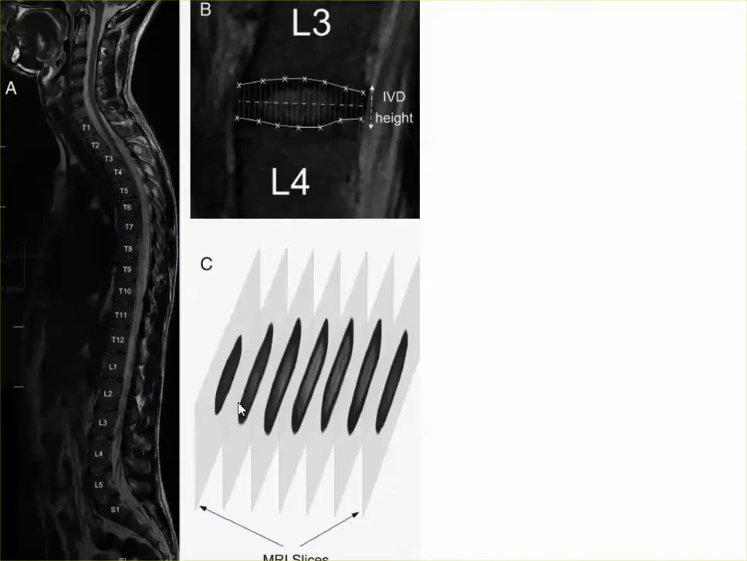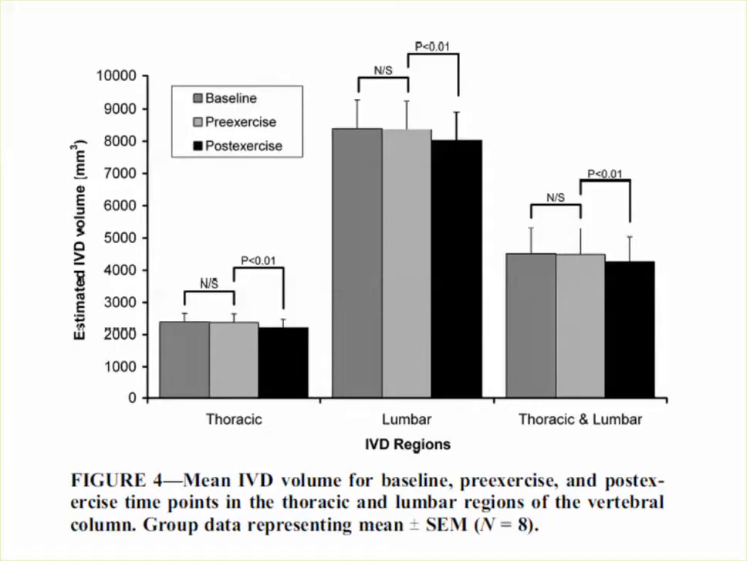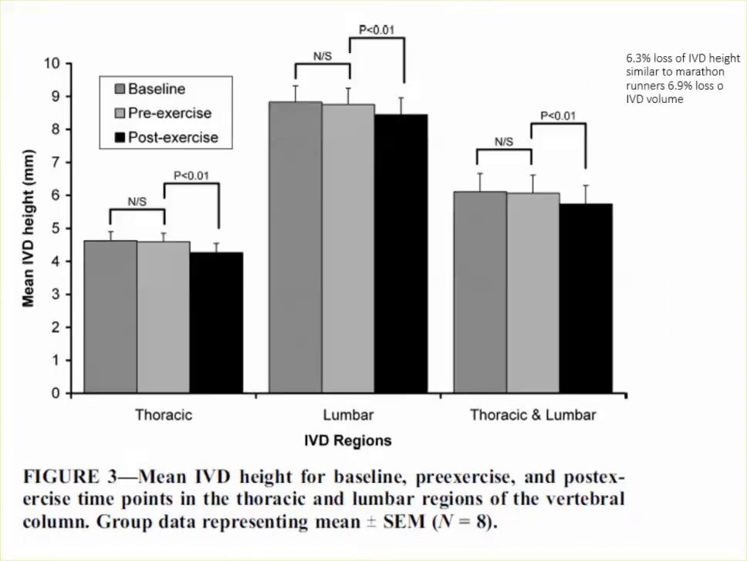So they did MRIs, and you can see the top one. They measured the disc before they ran and after they ran. And what they found is these are the different disc levels. And you can see the lumbar discs are bigger than the thoracic discs. But the height decreased in all of them. And the volume decreased too significantly. These are the heights. So basically, they lost about 6% of the height of the disc, and they lost 6.9% of the volume of the disc by just running for 30 minutes.